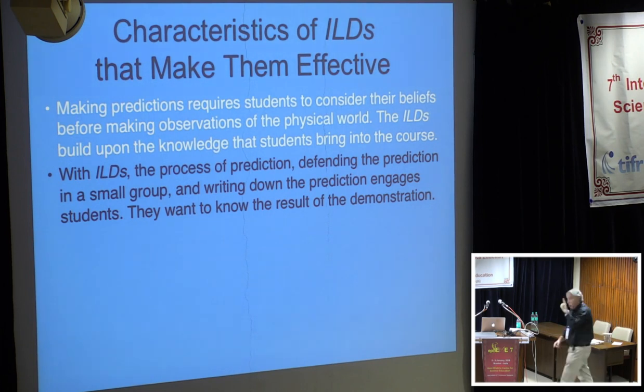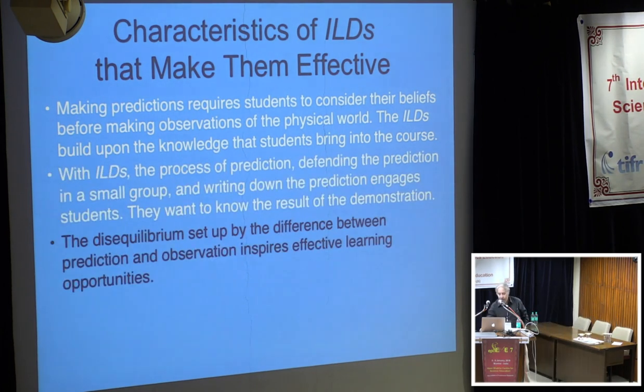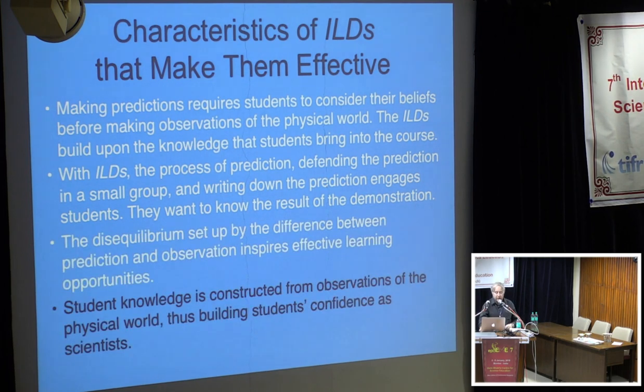And so when the graph is not what they predicted, there's what psychologists call a disequilibrium. And they want to know, they are then open to learn, why was my prediction wrong? What was going on here? So there is the opportunity for effective learning. And so then students' knowledge is constructed from real observations of the physical world, which are displayed in understandable ways.